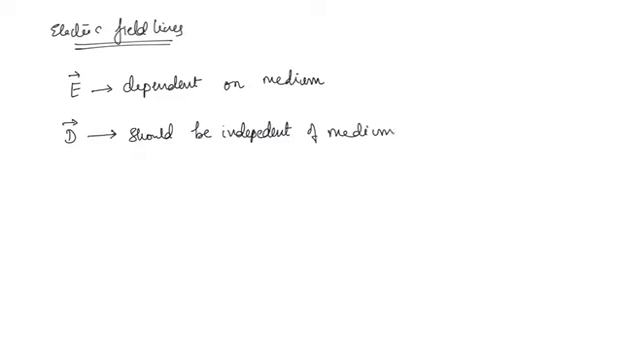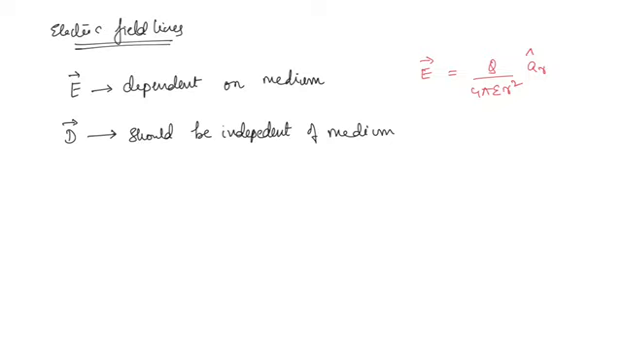Just merely means that if you see the expression of E bar, what was E bar? This was Q by 4 pi epsilon naught, or epsilon you can take, R square into AR cap, to indicate a unit vector. So we can see here that there is epsilon. Epsilon is depending on the medium. Depending on the medium in which we place the charge, epsilon is going to have different values. So that is why E bar is said to be dependent on medium.